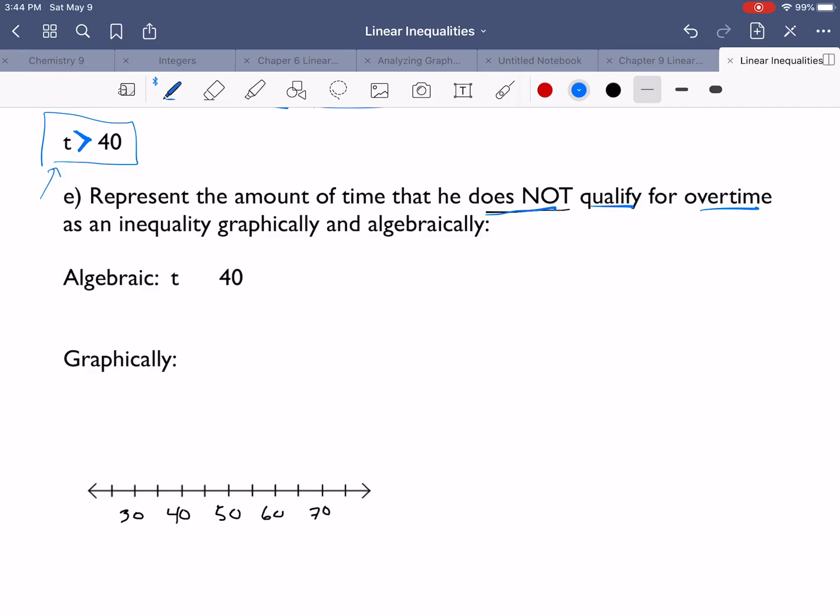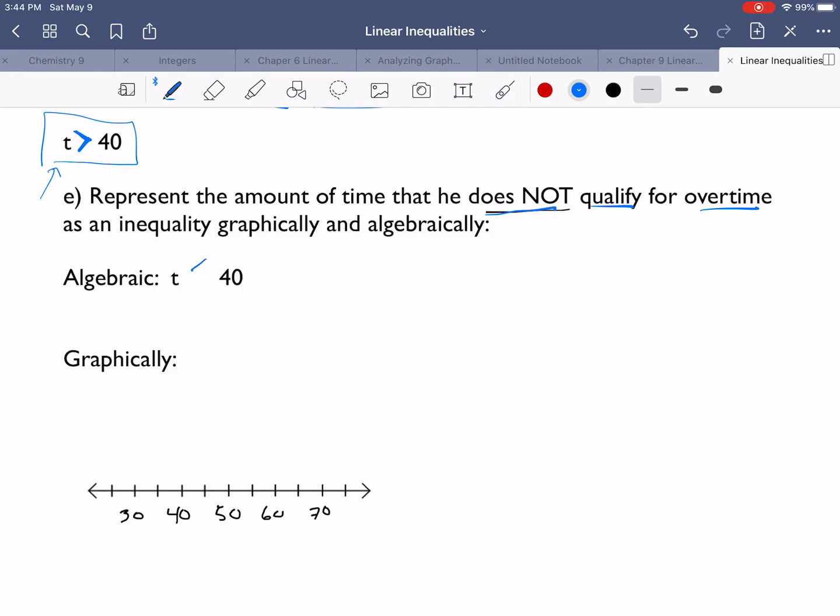All right, so here's the thing, guys. He has to work a 40-hour week. So when you think about that, he has to work the 40th hour, so we have to use the sign that includes 40. And we know that he's not going to get paid overtime if he just works his normal hours, which is less than or equal to 40. So we're going to put that sign in.